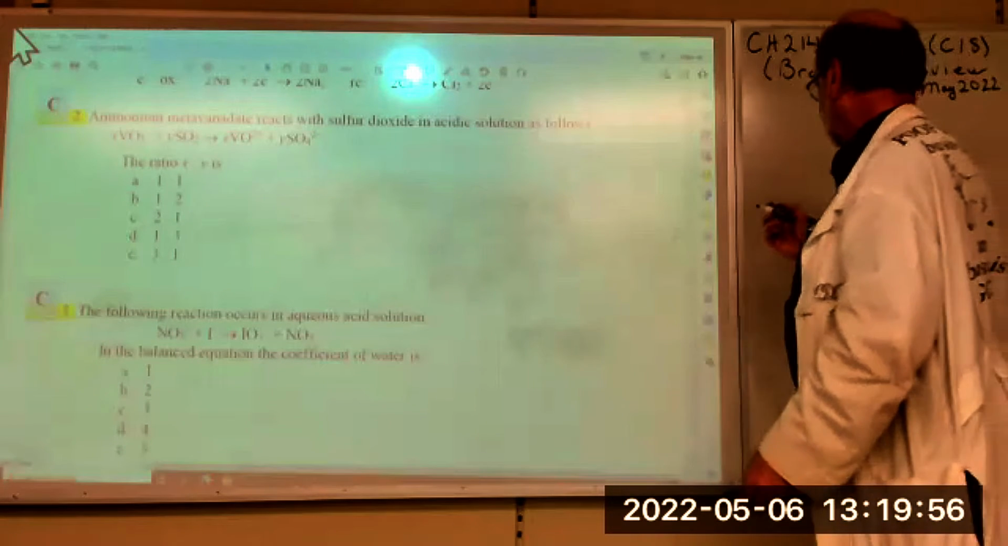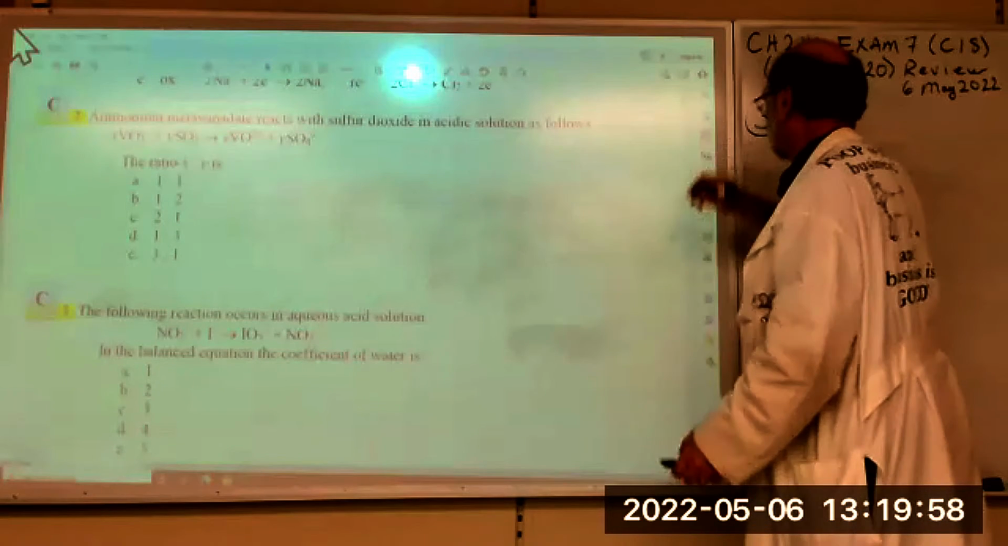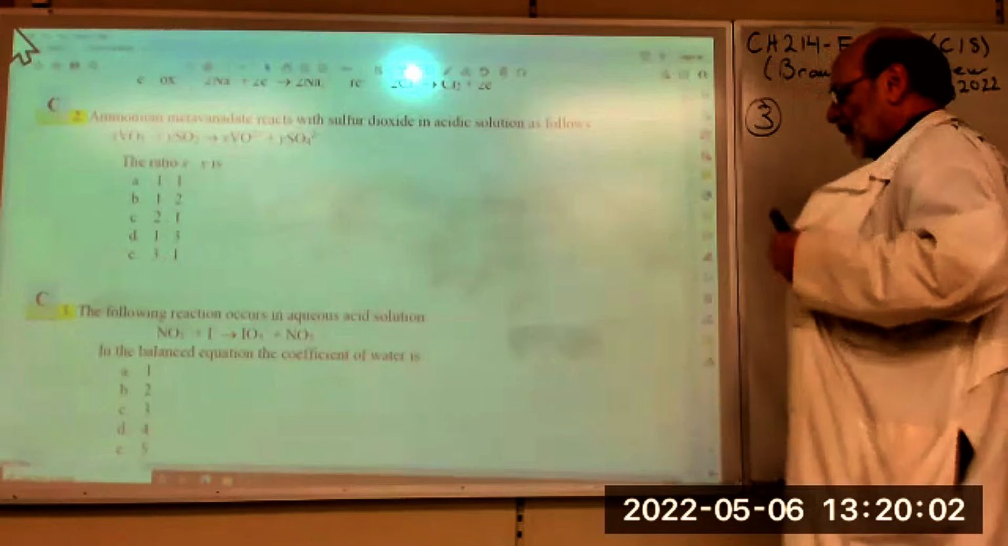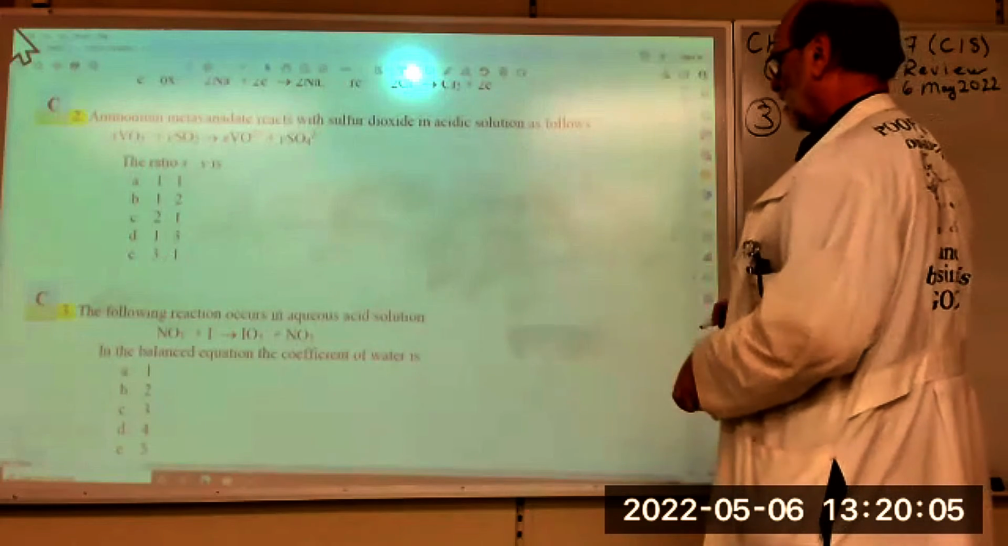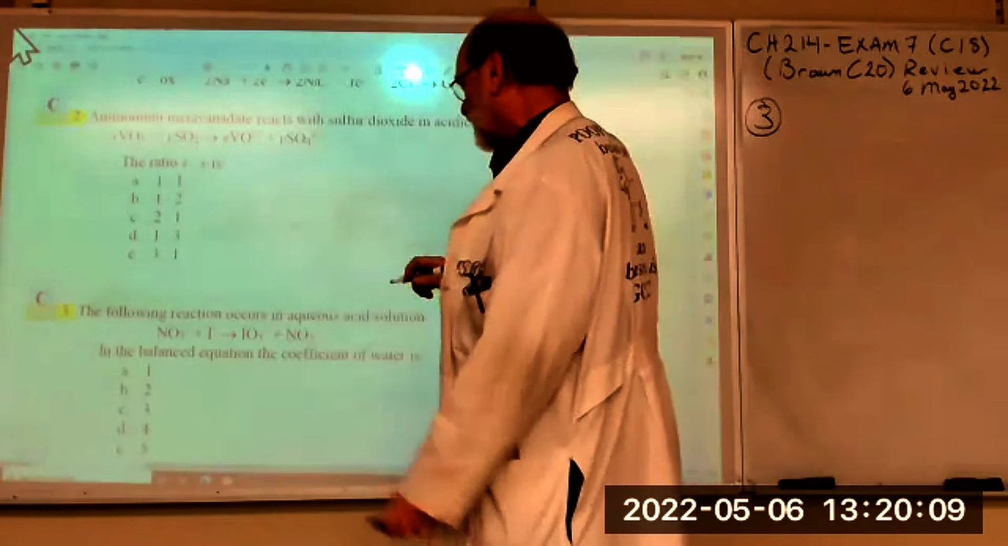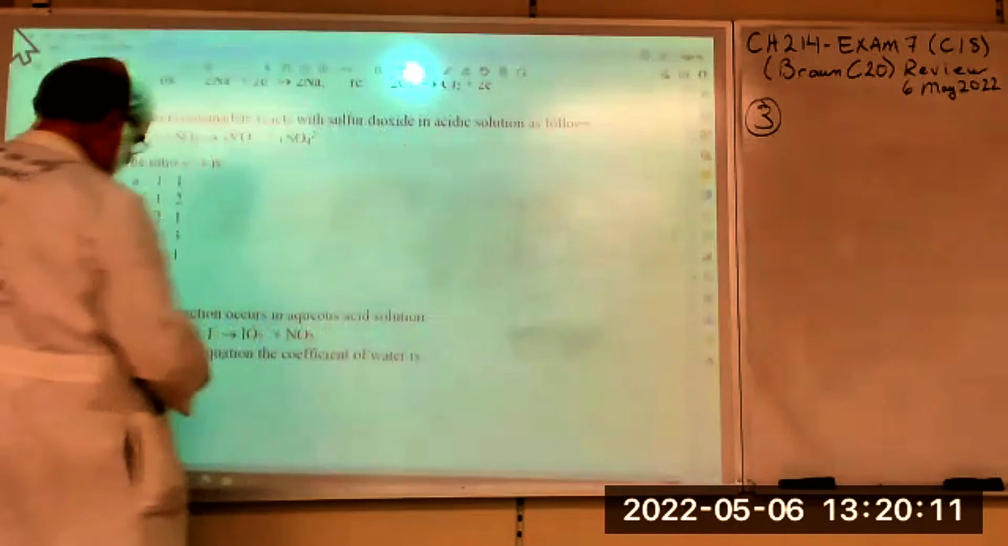All right, 3. The following reaction occurs in an aqueous acid solution. In the balanced equation, the coefficient of water is... I'm going to do it over here, get more room. Okay, so we got to figure out what's the oxidation states.